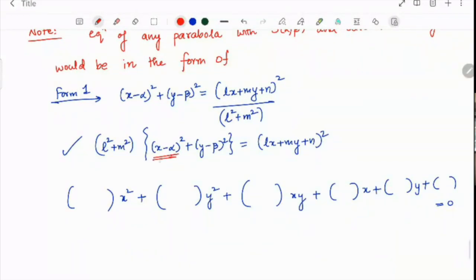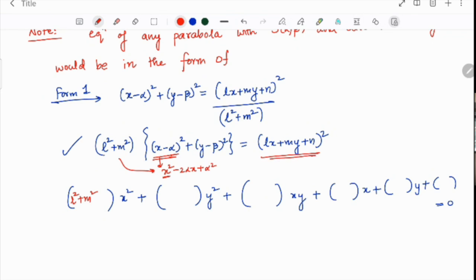See, here we get x square, correct? So when I expand this here, I'll get x square minus 2 alpha x plus alpha square. So this is multiplied with L square plus M square. So left hand side, x square coefficient will be L square plus M square.